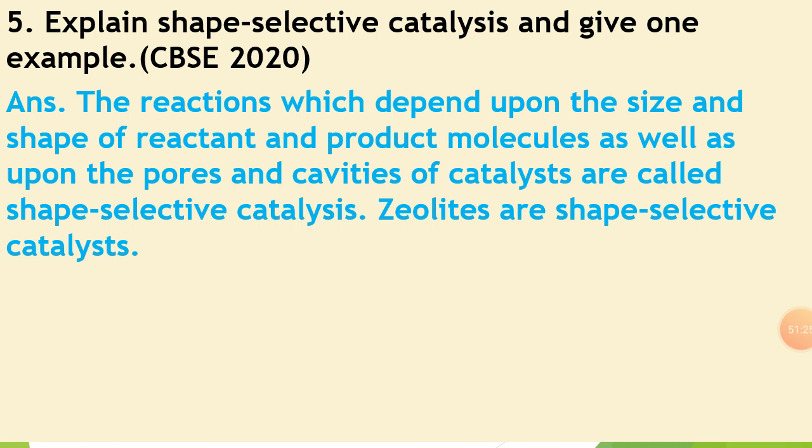Now dear students, explain shape selective catalysis and give one example. This question was asked in the CBSE board examination 2020. Your answer is like this: the reactions which depend upon the size and shape of reactant and product molecules, as well as upon the pores and cavities of the catalyst, are called shape selective catalysis. Here the common example is zeolite. Like this you have to write the answer in the board examinations according to the marking scheme, whether the question is 1 mark, 2 marks or 3 marks.